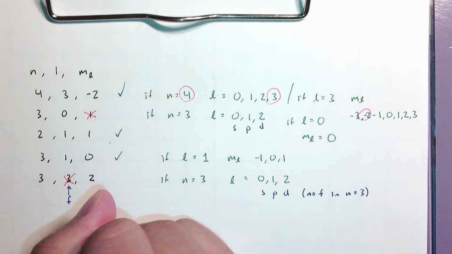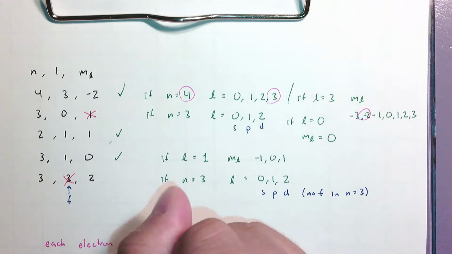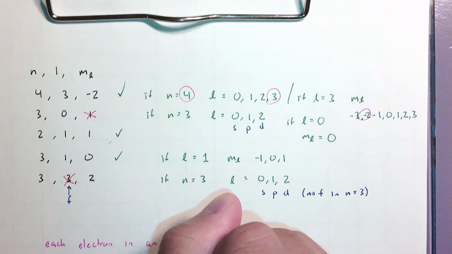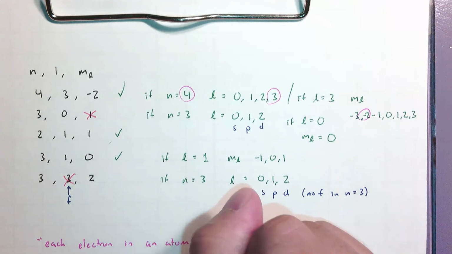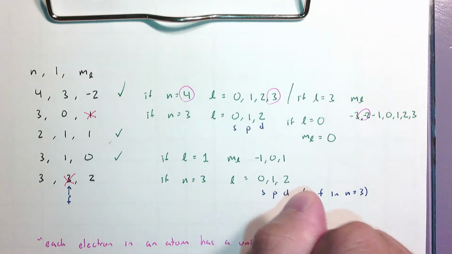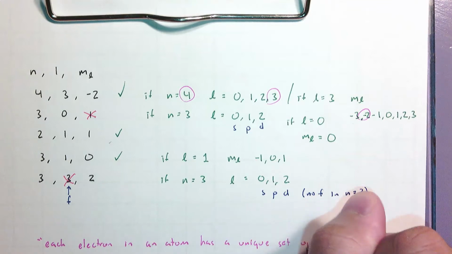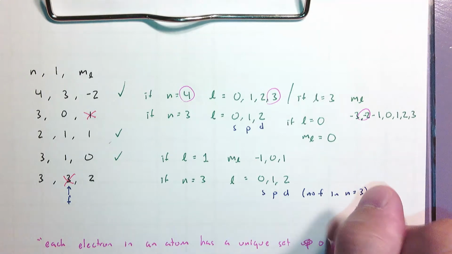Each electron in an atom has a unique set of quantum numbers.